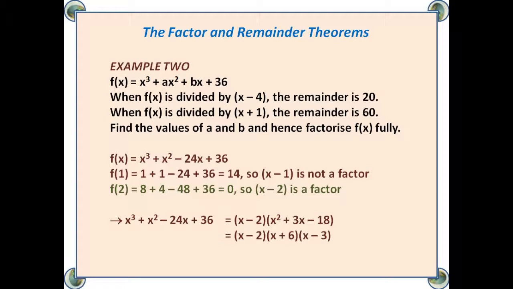We can work out the x squared. We can work out the minus 18. Like before, we can work out the middle term. We need 1x squared. We've already got minus 2x squared, so we need another 3x squared. So the middle term is 3x. So our final factors are x minus 2, x plus 6, and x minus 3.